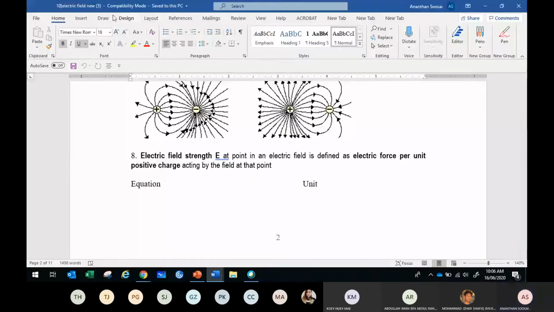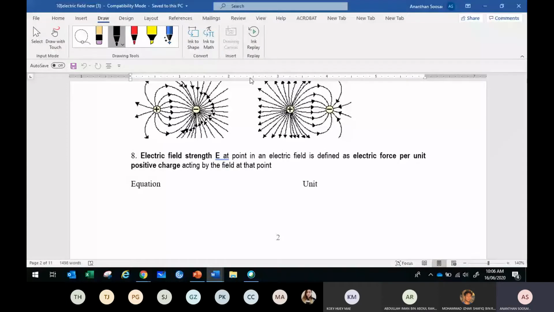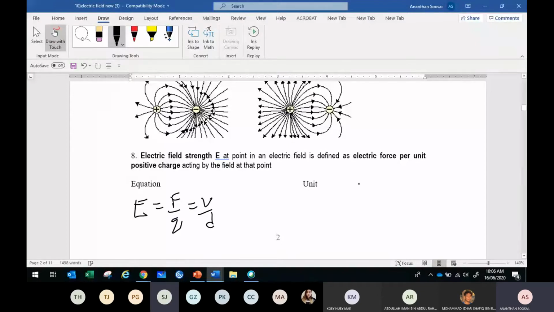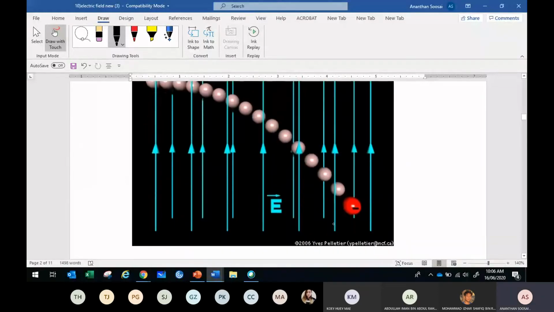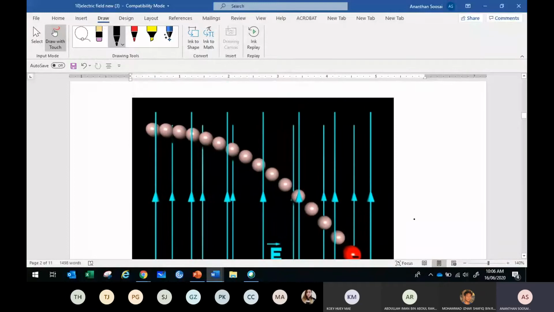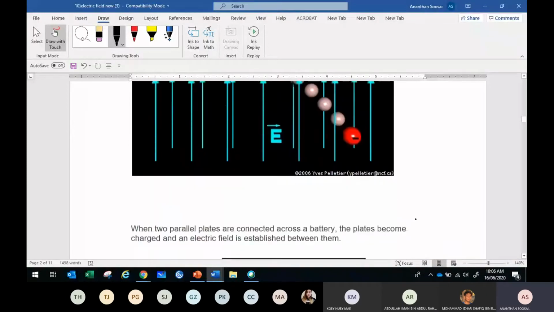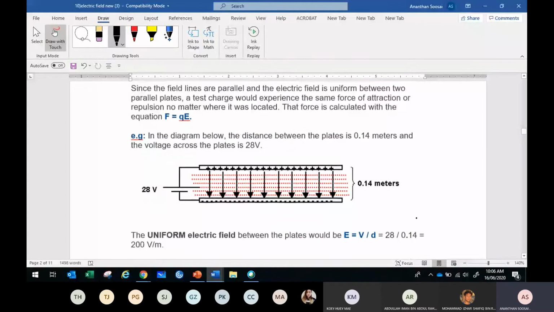What is the equation you learned yesterday? What's the equation? So E equals to what? E equals to F over Q or V over D. The unit is what? Newton per coulomb, or could be volt per meter. So you write the units in this formula. Okay. So then we talk about the movement of the charged particle, parabolic path. So projectile movement they can ask. Yeah, so that's what we've done.